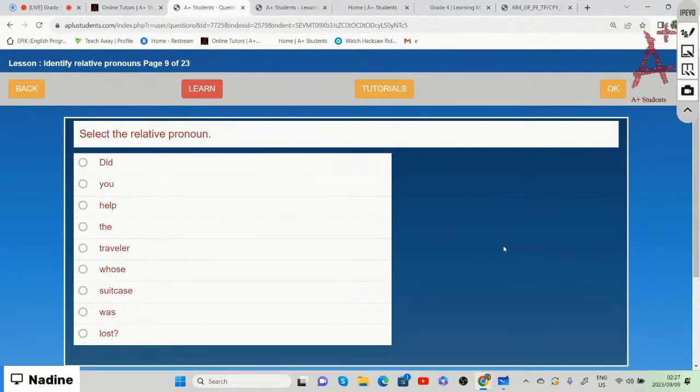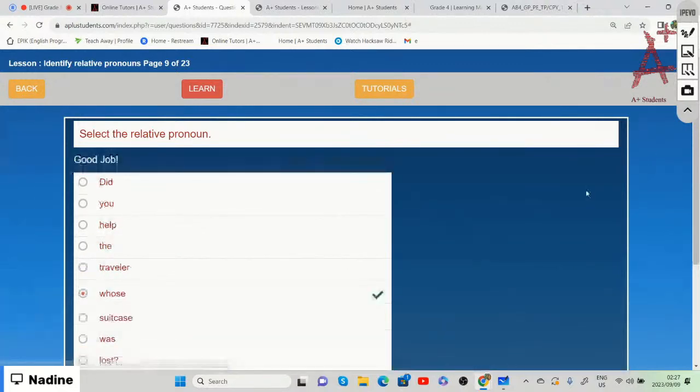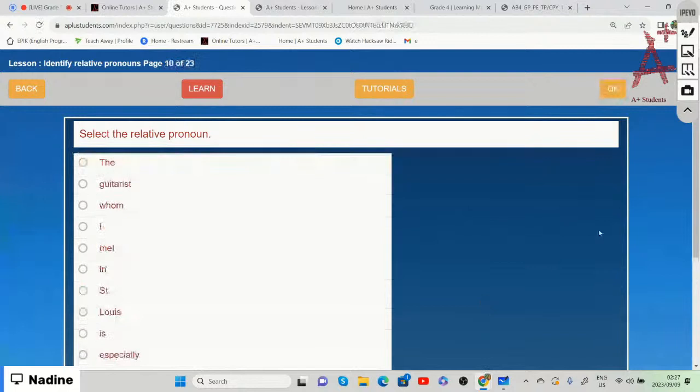And did you help the traveler whose suitcase was lost? Did you help the traveler whose suitcase was lost? And whose is correct. It's a relative pronoun.